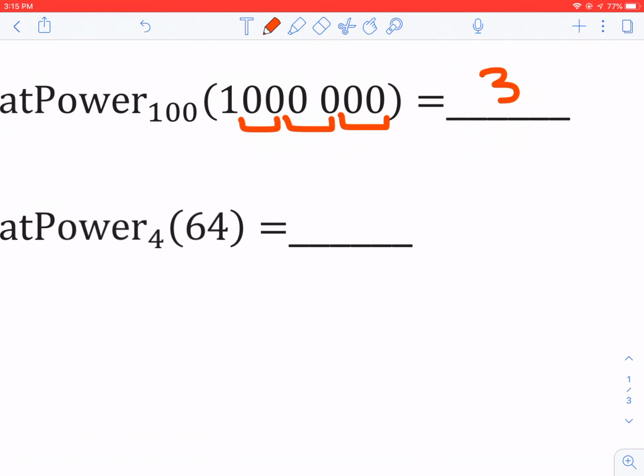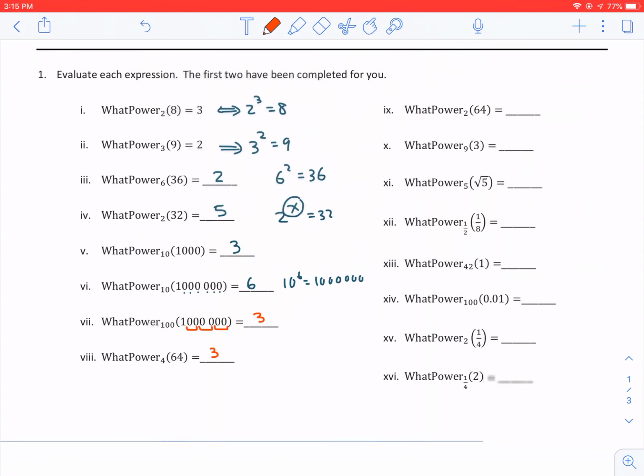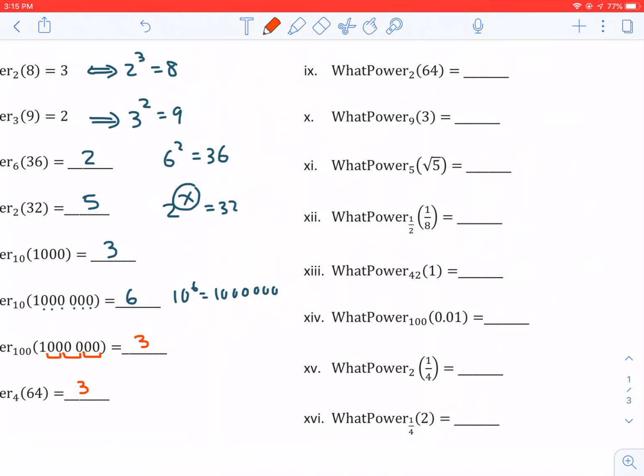All right, 4 squared is 16, and 4 cubed is 64. What power of 4 is 64? The third power of 4 is 64. All right, so the examples on the right are a little trickier. Same idea though. So take a minute or two and try these. All right, pause the video.